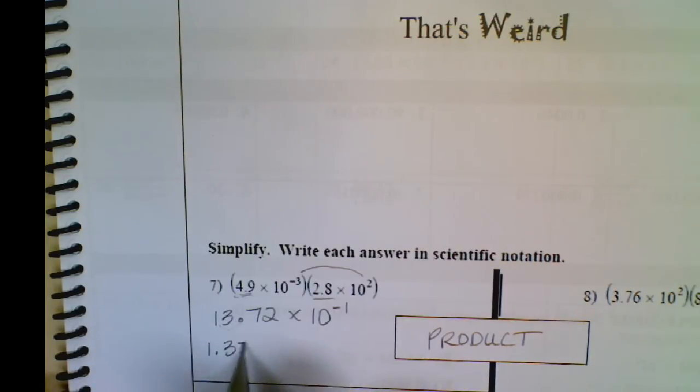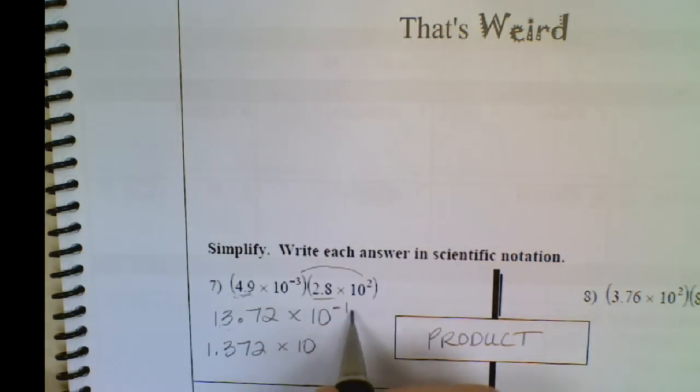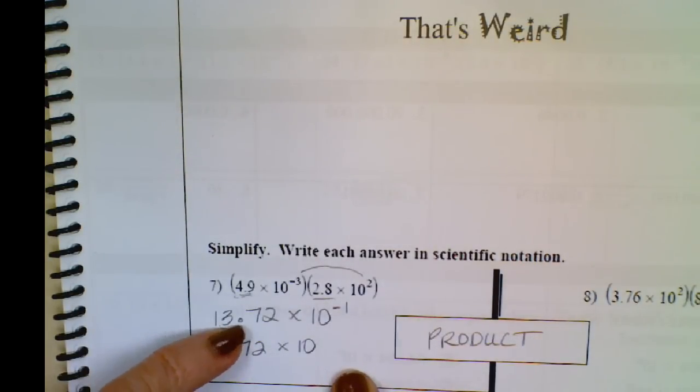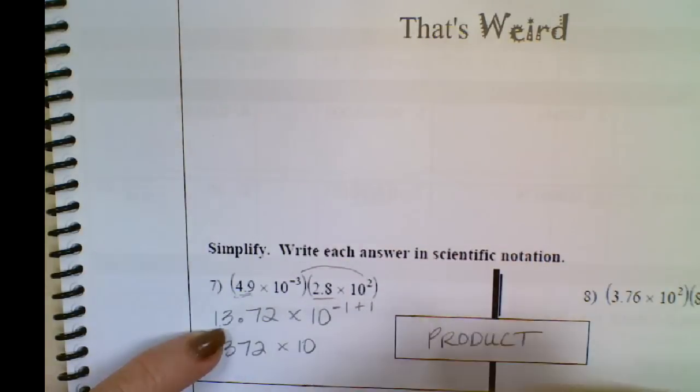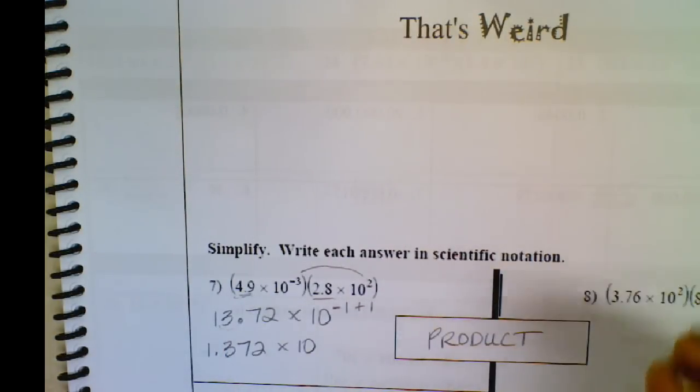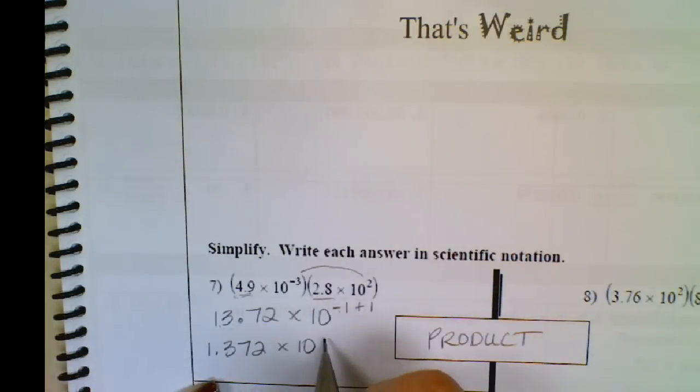So I need to change that number to 1.372 times 10, and then I've got to adjust this exponent. Those have to balance each other out. If I move that decimal to the left one, then this has to increase by 1, because those will offset each other and keep the value of my scientific notation the same. So negative 1 plus 1 is just 10 to the 0, which is okay.